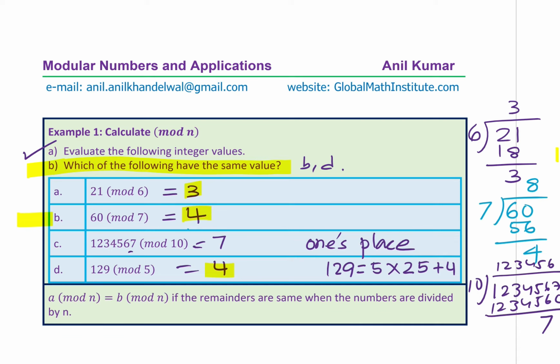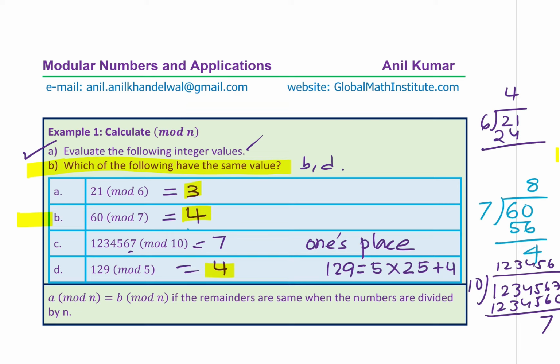Okay, now let's look into the second half of it. Well, evaluate the following integer values. Well, you can see here that we could also do it like this. Let's go with one of them. Okay, so we have to divide 21 by 6, right? So we are dividing 21 by 6. If I write 4 here, 6 times 4 is 24. The remainder now will be what?